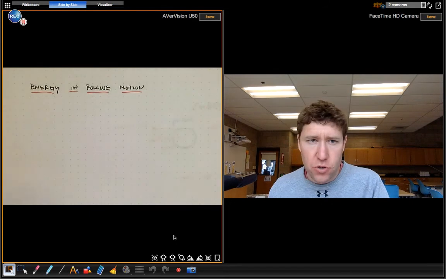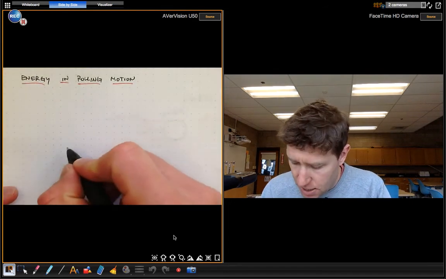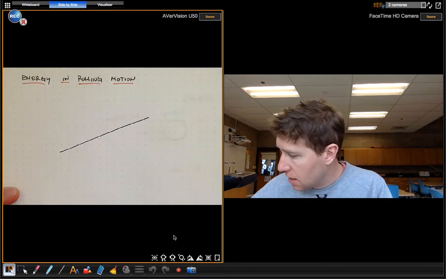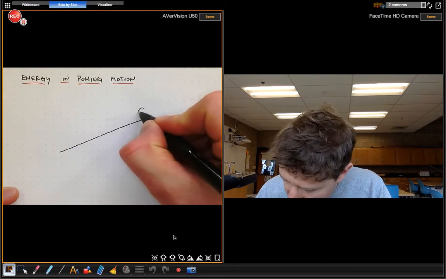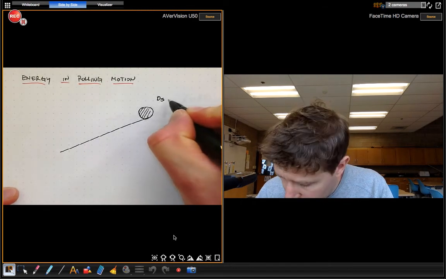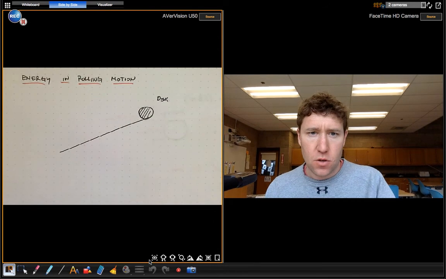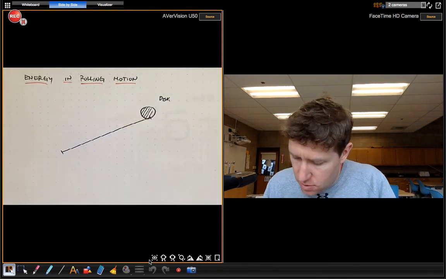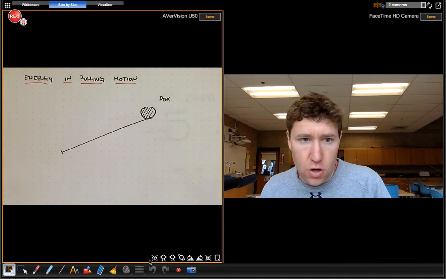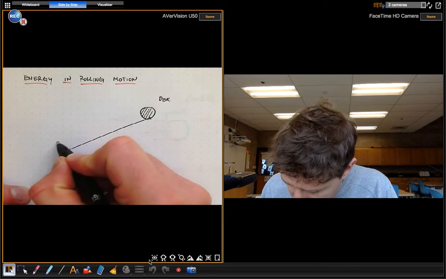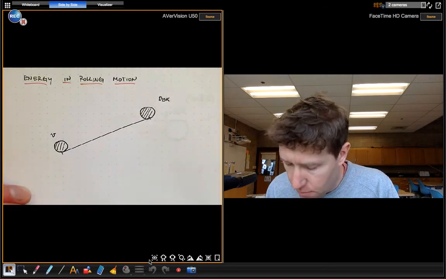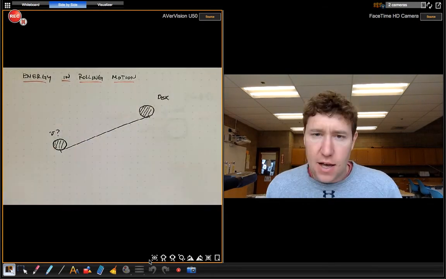So to think about how we would use energy, let's imagine I've got a ramp, and I have a disk. Maybe we can have this be a solid disk here. And this solid disk is going to roll down the ramp, and we might want to know at the bottom of the ramp how fast it is going. So we might want to know what is the velocity when the disk gets to the bottom. What is v at the bottom right here?